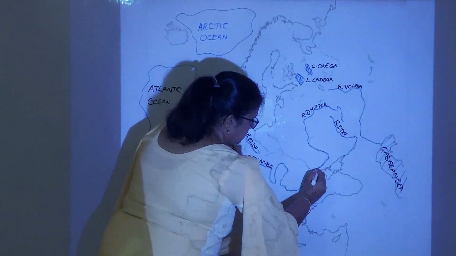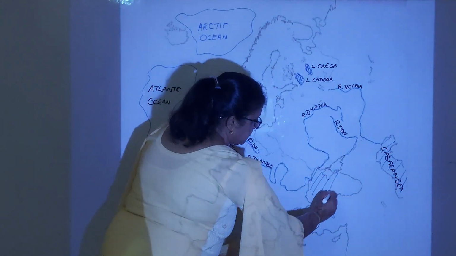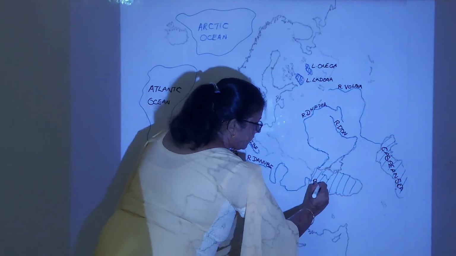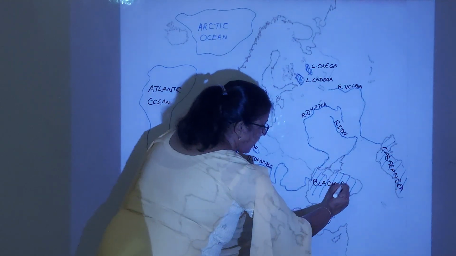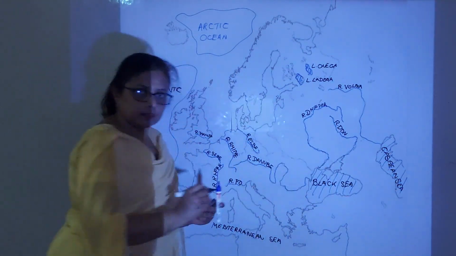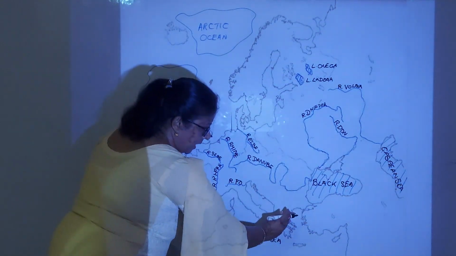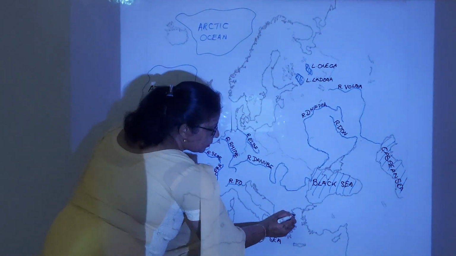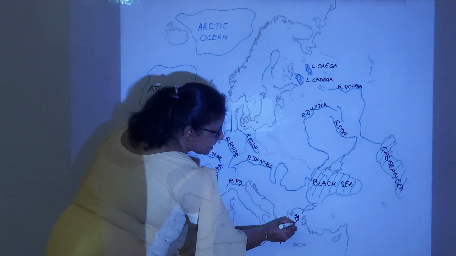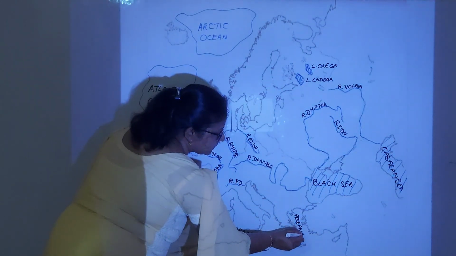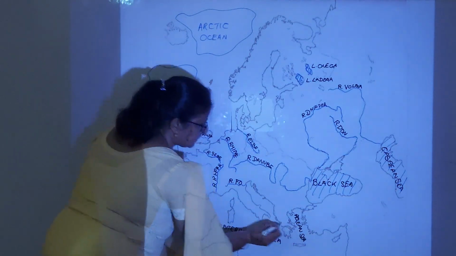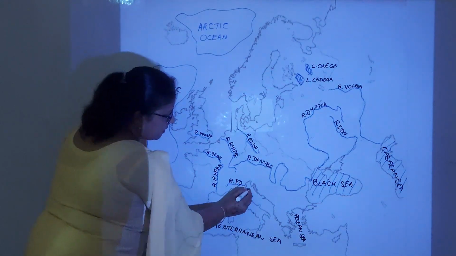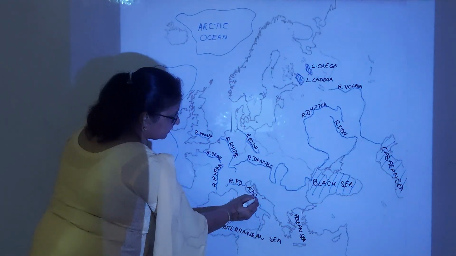Another important sea over here is the Black Sea. You will again color it and write its name, Black Sea. Fine. Now down south, here we have near Greece a sea whose name is the Aegean Sea. And to the east of the peninsula of Italy, we have the Adriatic Sea.